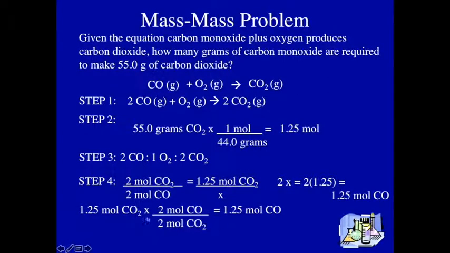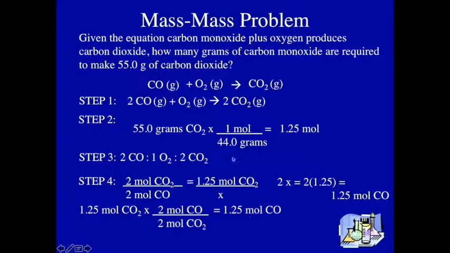I could set it up this way as well. 1.25 moles of carbon dioxide. I have my mole ratio because I want to find moles of carbon monoxide. So I'm going to have 2 moles of carbon monoxide over 2 moles of carbon dioxide, because that's what the mole ratio tells me. I'm going to cancel out my units of moles of carbon dioxide. I'm going to be left only with moles of carbon monoxide. I get 1.25 moles of carbon monoxide.